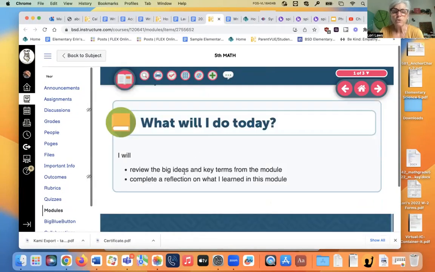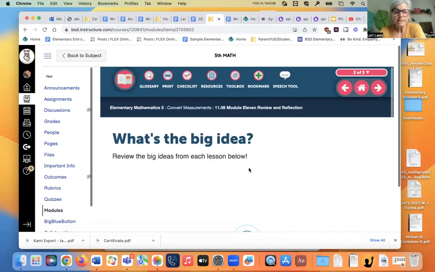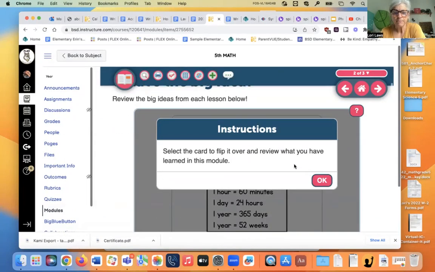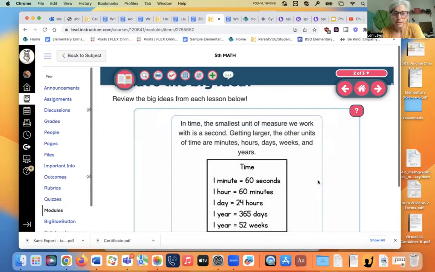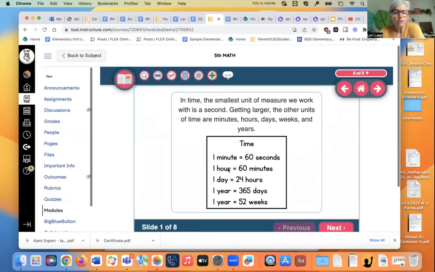So today you're going to review the big ideas and key terms from the module and complete a reflection on what you learned in this module. It's only 3 pages long. What's the big idea? Flip the card over and review what you've learned. So in time, the smallest unit of measure we work with is a second. You should know that there are 60 seconds in a minute, 60 minutes in an hour, 24 hours in a day, 365 days in a year.